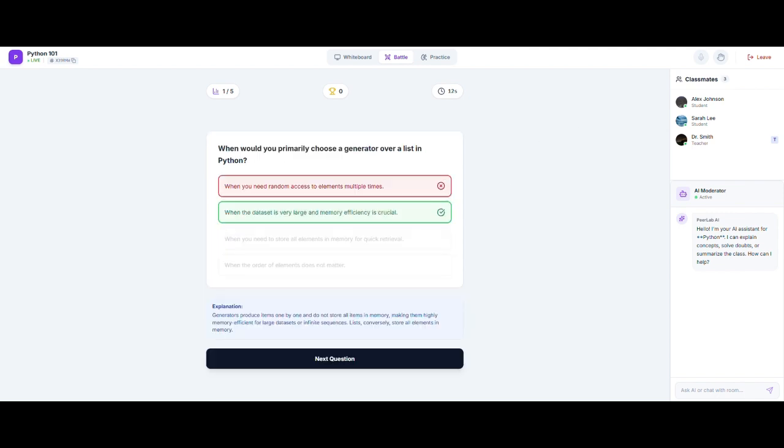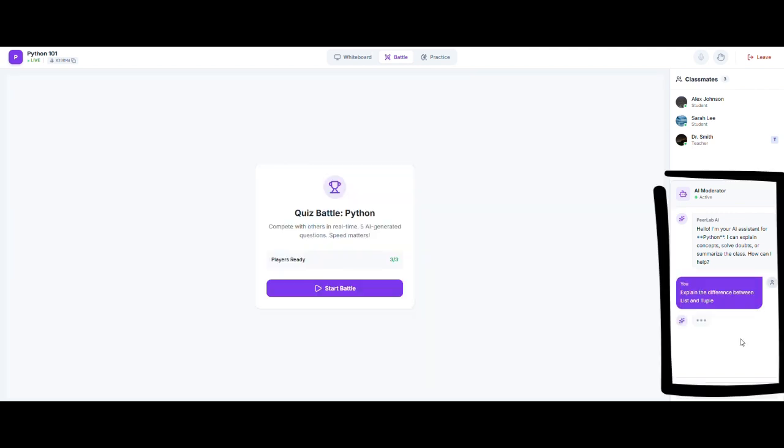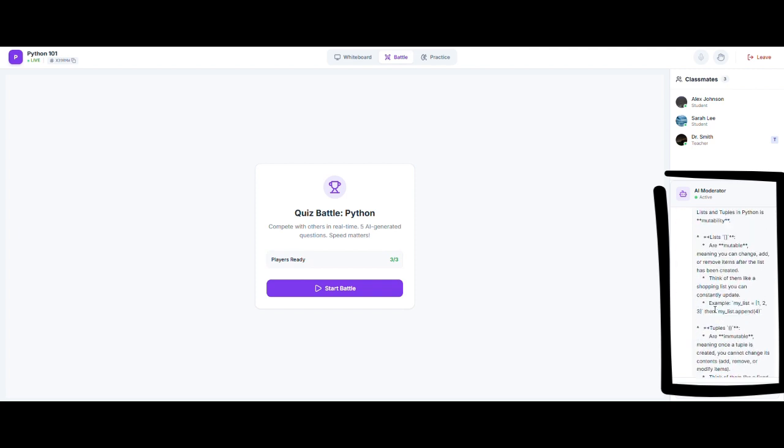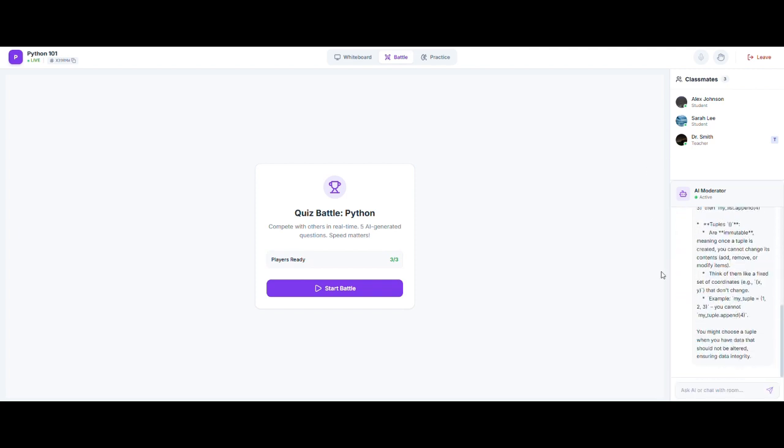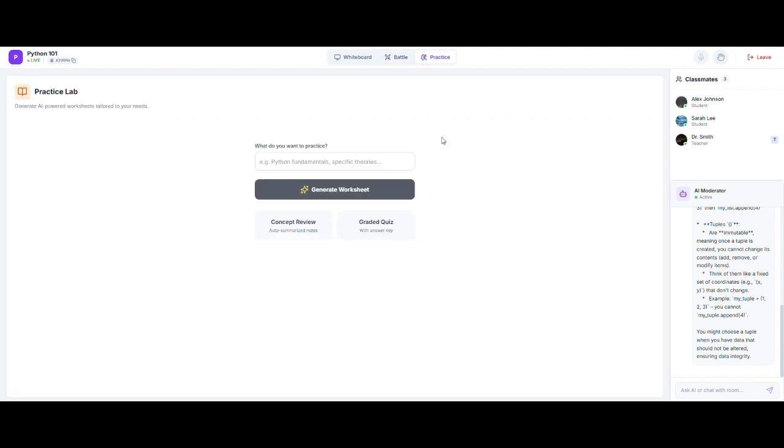Next, we have our AI moderator. The AI watches the discussion, detects the misconceptions, explains the concepts, and generates personalized study plans. There's peer teaching mode. Students can raise hands and take teacher mode, and the teacher teaches others while AI gives feedback on the clarity.